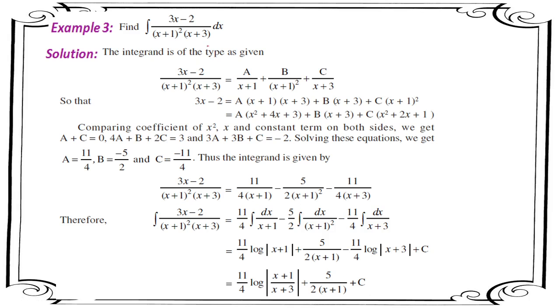Now here, this type of given rational function, what can we do? We can split it like this: a upon x plus 1 plus b upon x plus 1 whole square plus c upon x plus 3. I would suggest you to please refer to that table. After that, definitely you will have these types in your mind and you can use them yourself. Now again take LCM, solve, open the bracket, compare the coefficients, get the values of A, B and C. We are getting these values. Put these values in this equation and then integrate them.